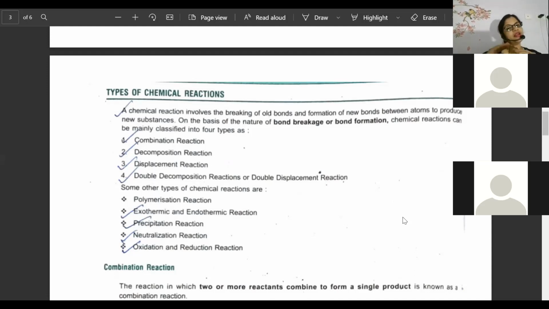So I repeat, in a chemical reaction, something is happening. What is happening, beta? Breaking of old bond, making of new bond. I repeat, breaking of old bond, making of new bond is one of the very important characteristics of chemical reaction. Now, how many? Mainly 4 types are there: combination, decomposition, displacement, double displacement. And from these 4, CBSE is asking most of the questions.